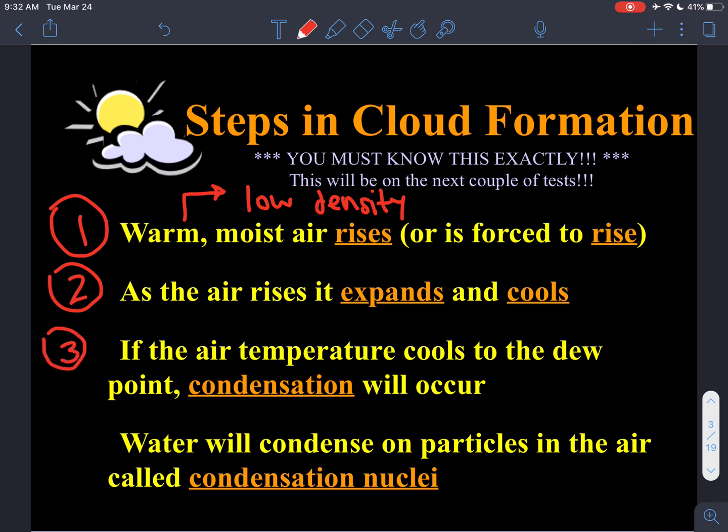Step number 3, if the air temperature cools enough to where it reaches the dew point temperature, which means that the temperature equals the dew point, then condensation will occur. And again, if you recall, condensation is when water vapor, so a gas, turns into a liquid form.